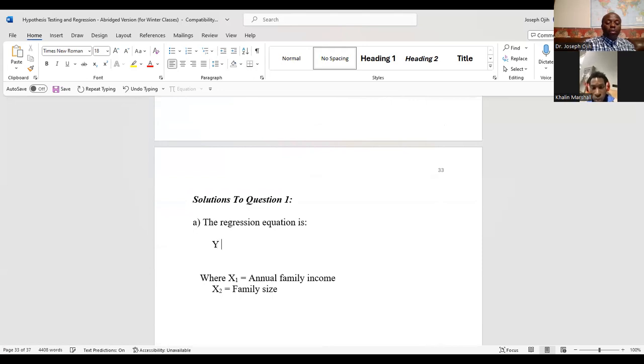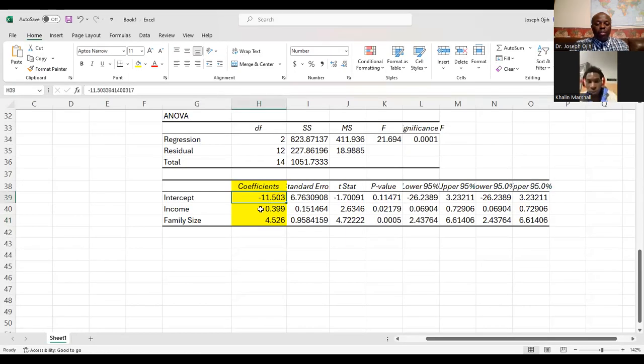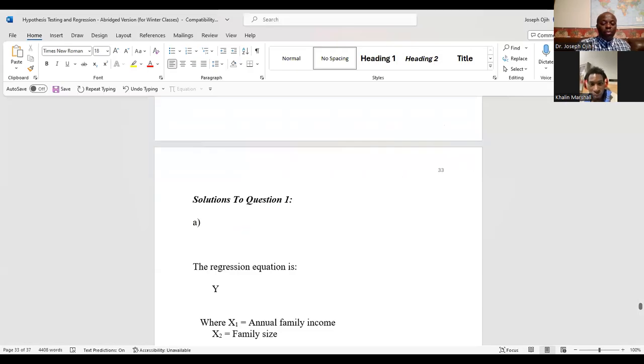Y equals. Let me, before I put the regression equation, I want to get the values for B0. Remember, we got them from our Excel output. This is B0, the intercept. This is B1, the income. This is B2 for the family size. And I wrote them out. So let me write them first here. So we have B0, the intercept, equals negative 11.503. Okay, that's our B0.